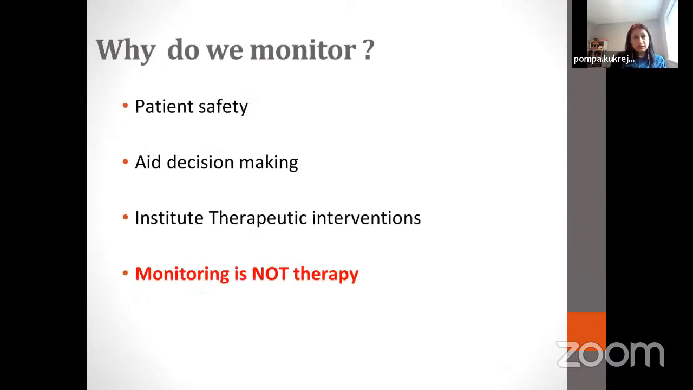Now, why do we monitor? I think you all will agree monitoring is fundamental to safe anesthetics as well as ICU practice. And again, the important thing is it helps us in decision-making and also institute timely interventions. It's important to realize that monitoring is not therapy, and monitoring alone doesn't change surgical or anesthetic outcomes. And clinicians need to know how to interpret the data accurately.